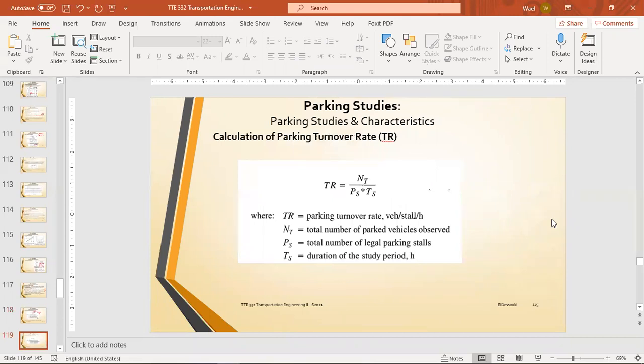The parking turnover is vehicles per stall per hour. What do you mean by turnover? It means how many vehicles change in the same spot.